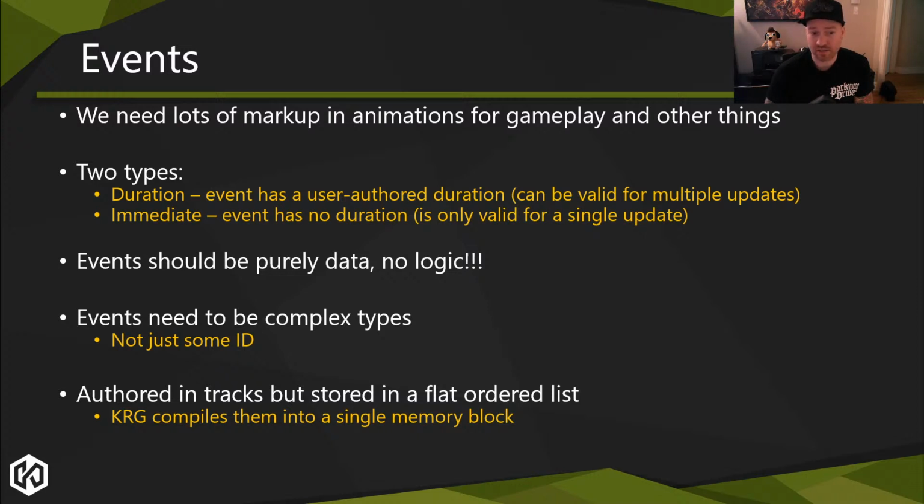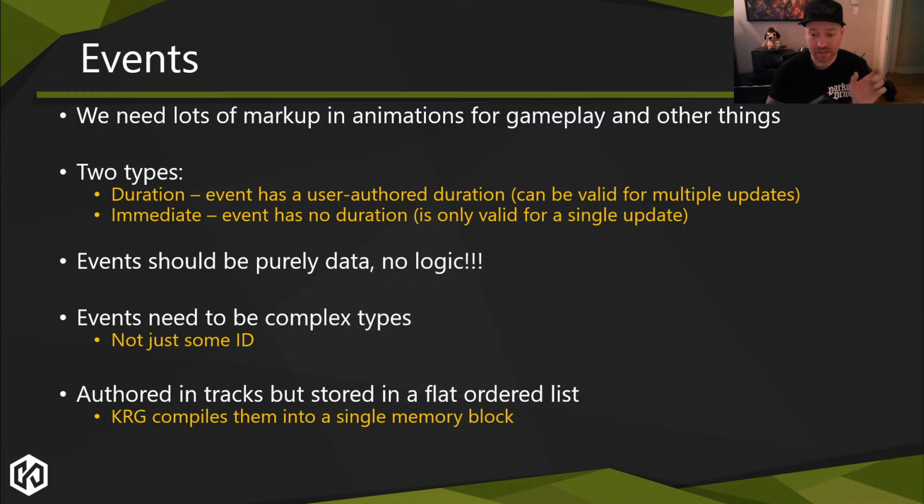They need to be complex types. They can't just be some ID. I know in some of the original versions of Morpheme, what all you could put in an event track was an int. And so we had to hand out basically a Bible to all the animators with a list of 23 is left foot down, 24 is right foot down, 27 is spawn VFX, 29 is... it was horrible. They need to be complex types.